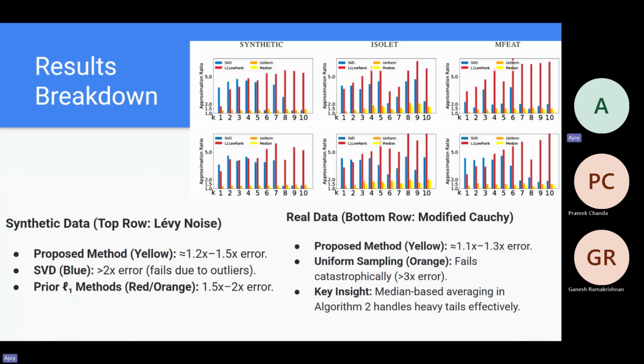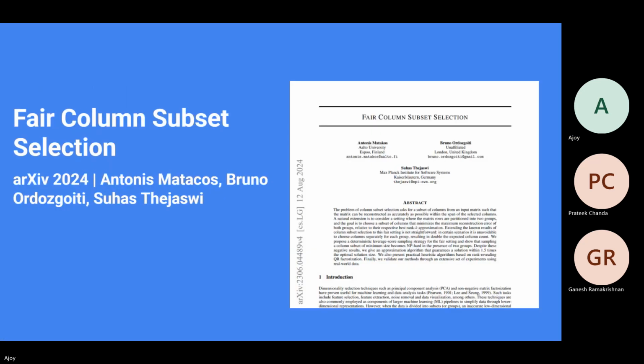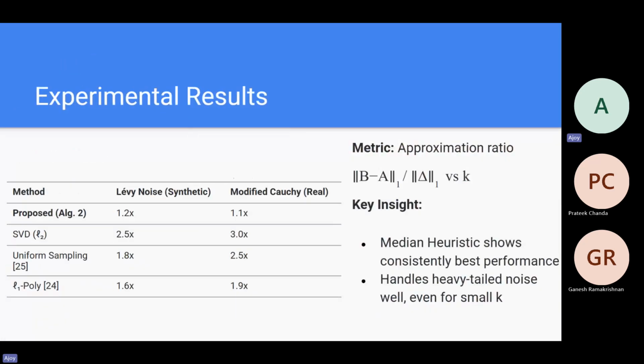So this is a result breakdown. The top one is synthetic data and the bottom is modified Cauchy real data. Basically there is the proposed method in yellow, then uniform and median. The proposed method is the median, which is lower in noisy Levy and Cauchy noise, at around 1.2x and 1.5x error, whereas in other methods, as we saw here, the noise is much higher.